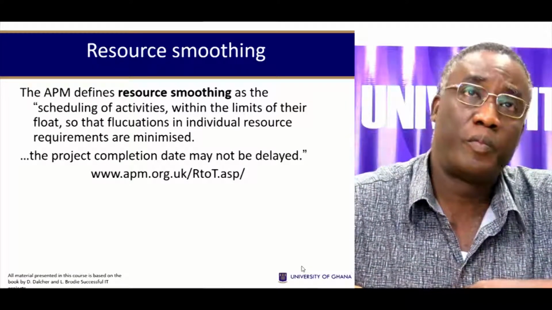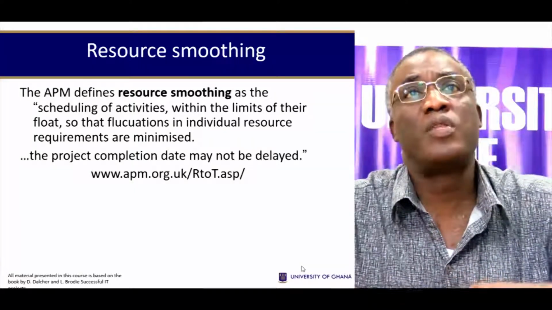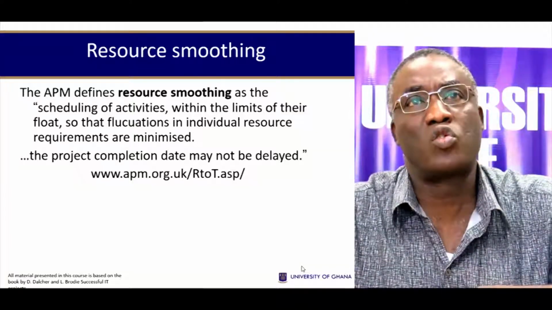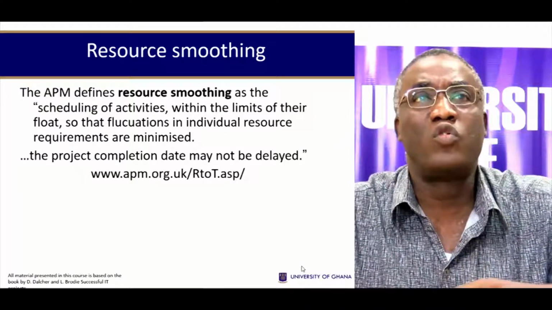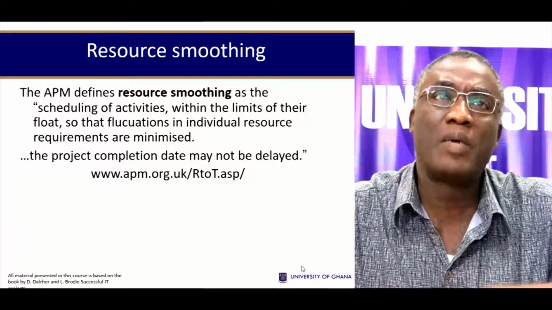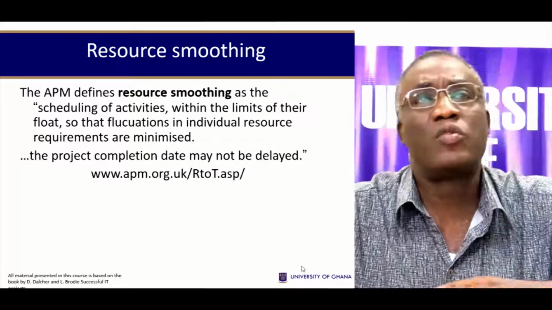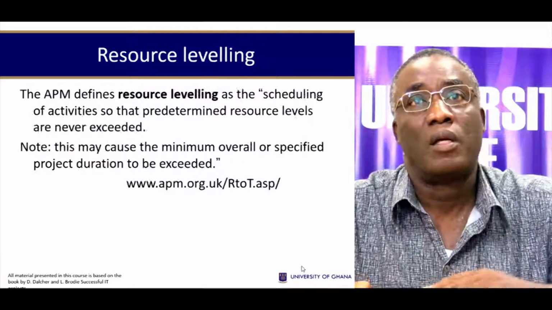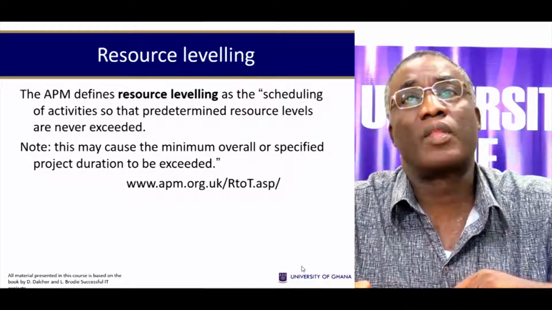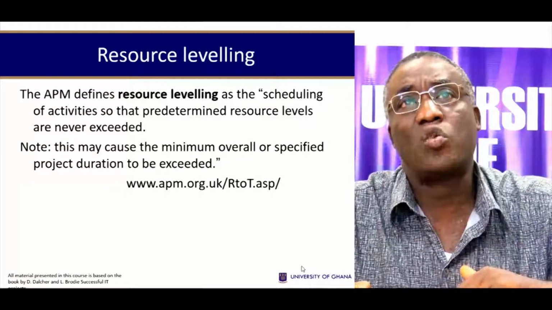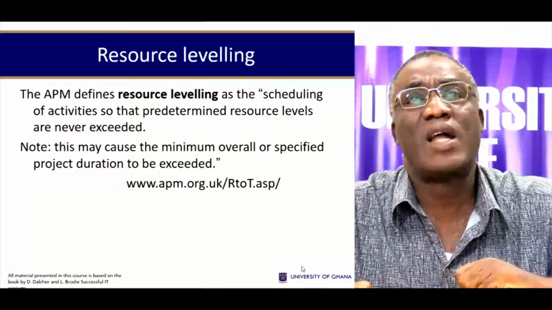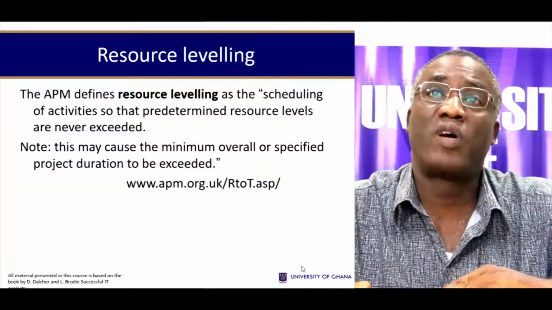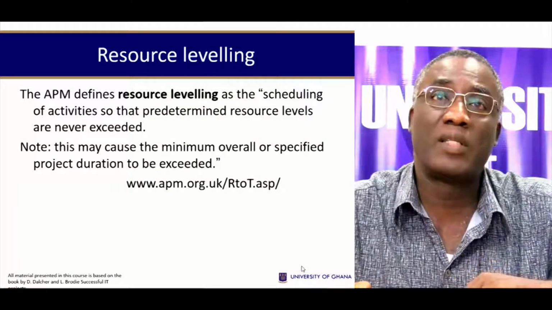The Association of Project Managers defines resource smoothing as a scheduling of activities within the limits of their float, so that fluctuations in individual resource requirements can be minimized, subject to the fact that the project completion date, you cannot delay it. Also, resource leveling, what is it? It is a scheduling of activities so that predetermined resource levels are never exceeded. This may, of course, cause the minimum of overall specified project duration to be exceeded.